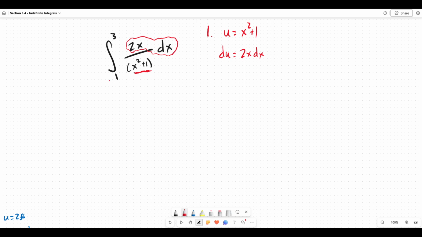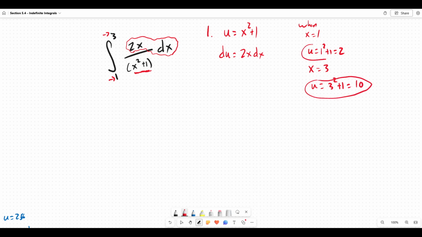Now, also, got to control the 1 and the 3. When x is 1, u is 1 squared plus 1 equals 2. And when x is 3, u is 3 squared plus 1 is 10. So in the x world, this is the integral from 1 to 3 of 2x divided by x squared plus 1 dx. But in the u world, this is the integral from 2 to 10 of du over u.